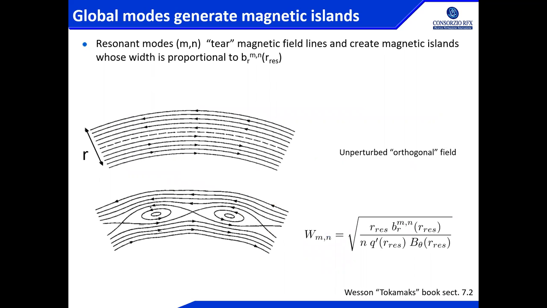This is a simple example taken from Weston. You probably already know that a resonant mode with a radial field different from zero at the resonant surface can drive an island, basically. And so a tearing mode. And we will have some experimental examples of this kind of islands seen in RFPs.